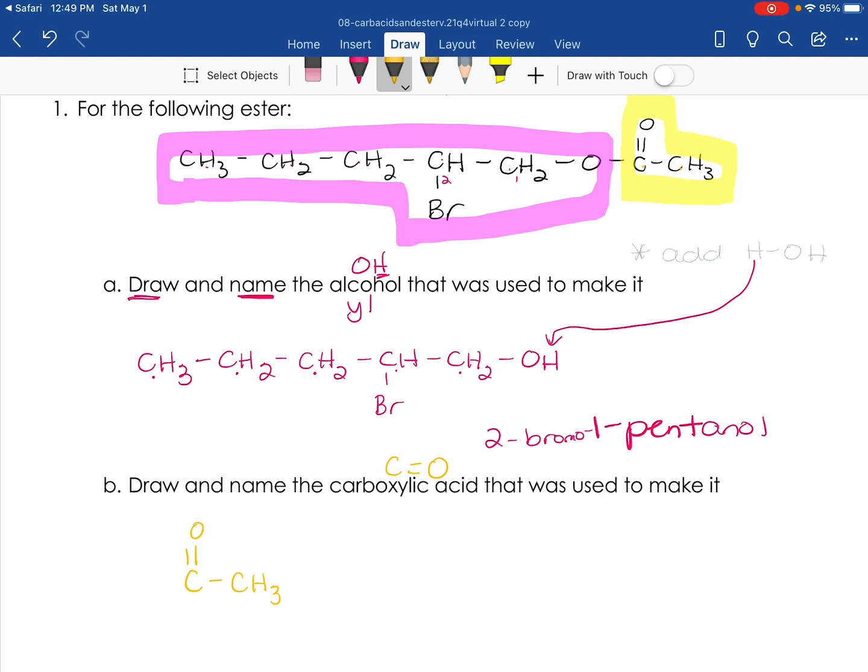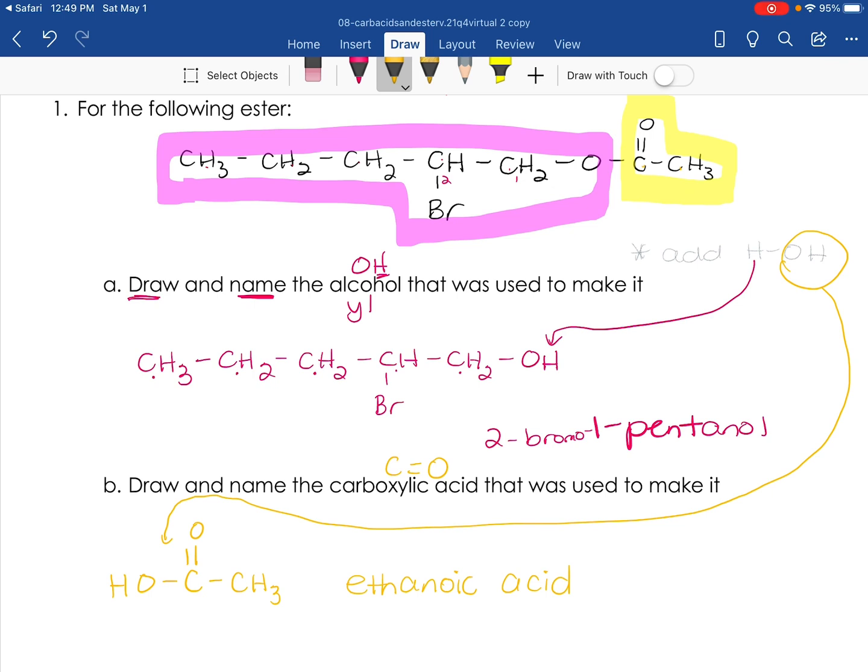Okay, and then again, this isn't a carboxylic acid, right? We need this OH part from the water. So instead of ethanoate, we're going to write ethanoic acid. Okay, so you're splitting the ester into the alcohol and the acid that was making it up.